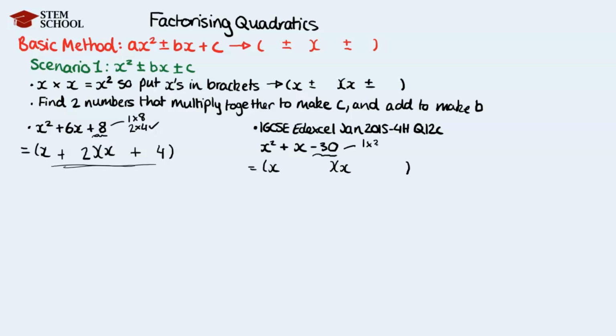Well, we can have 1 times 30. We can have 2 times 15. We can have 3 times 10. We can also have 5 times 6. So those are the combinations. Which of these combinations add up to make positive 1? You have to take into account positives and negatives. If I do positive 6 minus 5, that'll give positive 1. So I know I'll have a positive 6 and then a minus 5. Again, it's just trial and error trying to work these out, but it's the same process as before.